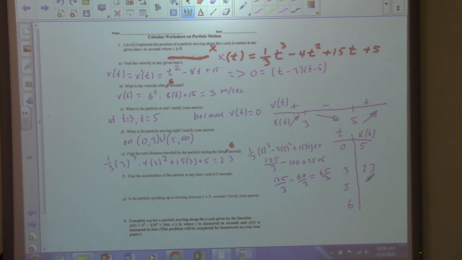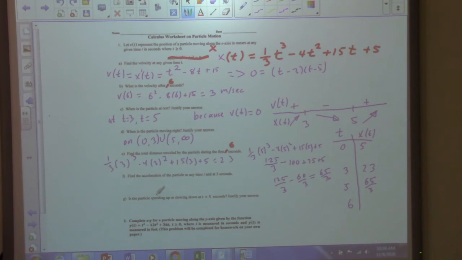Man, I don't know if that's right. Let's check this out. 65/3. What is 65/3 going to be approximately? 21, like 21.6 something, right? So yeah, so that is a positive distance.